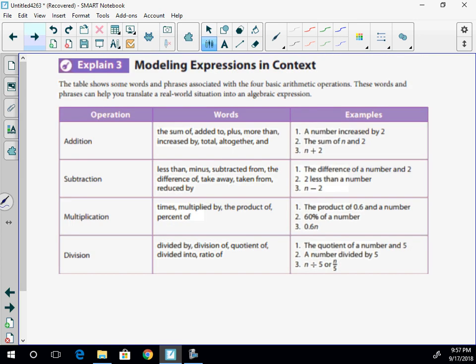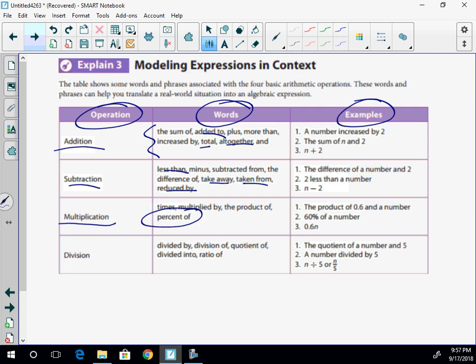Modeling expressions. So a couple things about this. Modeling expression in context, what we have here are really the operations, the words that mean those operations, and examples of those being used, right? So what are some words for addition? You can read them here. We got sum, we got added to, all together, total, all that stuff. Subtraction, we got less than, we got take away, taken from, reduced by, all that stuff.